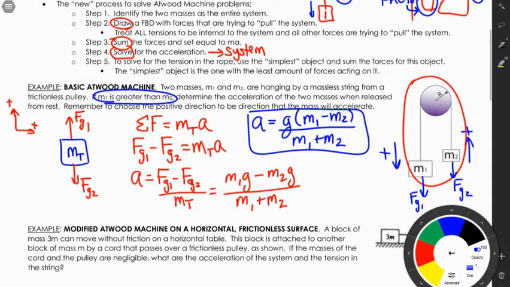When I want to find tension, I would use M2, because that puts tension positive. That just makes the algebra easier. I don't have to do two steps of algebra. I just have to do one step of subtracting M2G over. And for the most part in these questions, for the hanging block, tension is going to be the mass of the hanging block times G minus A.